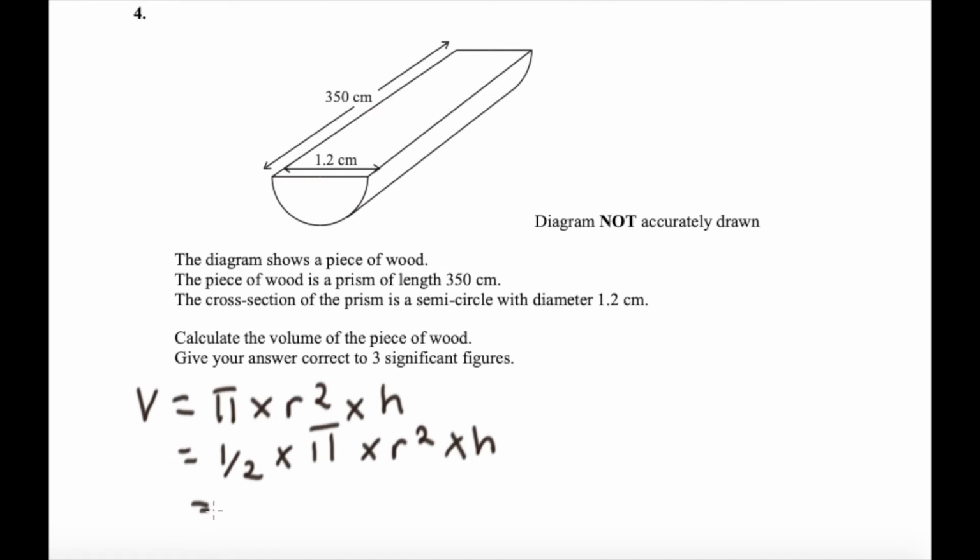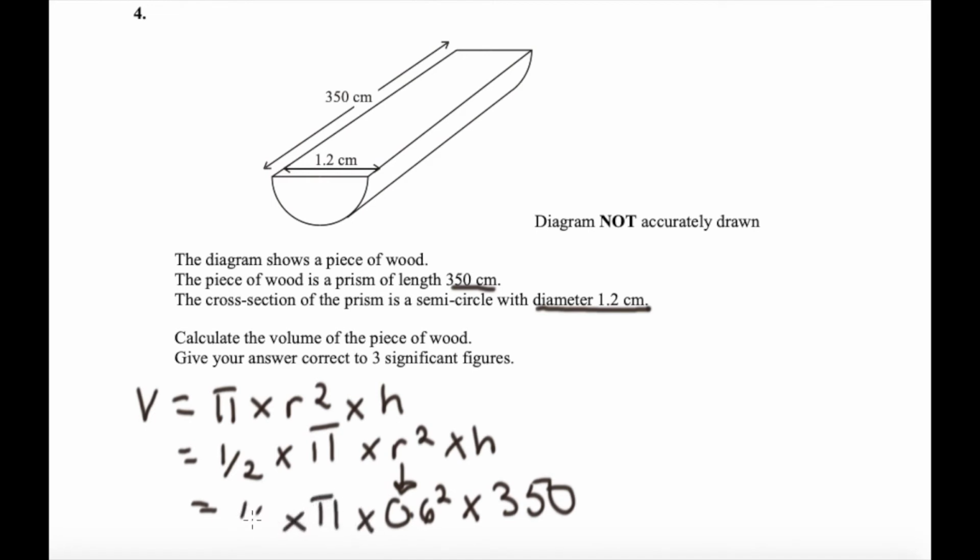So that will be equal to, so we'll find our radius. To find our radius here, we know that our diameter is 1.2 centimeters. Now radius is half of the diameter, so we need to do 1.2 divided by 2, which will give us 0.6. So 0.6 will be our radius, and our height here is 350 centimeters times pi times that half there.